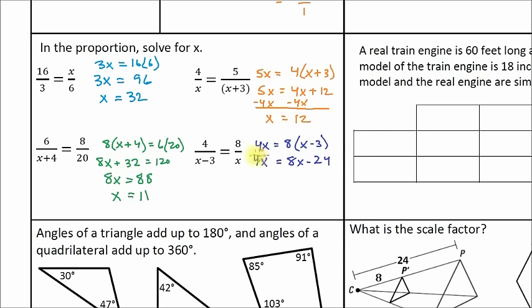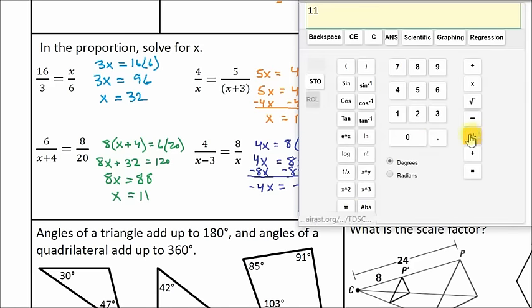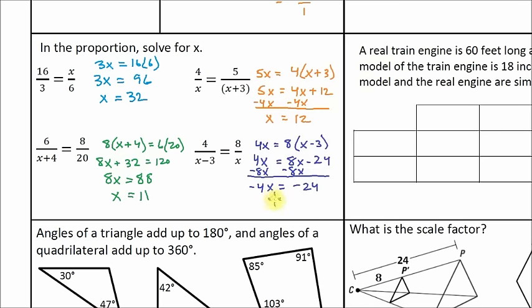We're going to have to get the 8x to the other side to get all the x's together. So I'm going to subtract 8x from both sides. And I'm going to end up with, this cancels, and on the right side I've got negative 24. On the left side I've got 4 minus 8, that's negative 4x. And now to solve this problem, I got to take negative 24 and divide it by negative 4. Let's do that. So we've got negative 24 divided by negative 4. And that equals positive 6. So we're going to end up with x equals 6. So there we go on that one. Got our solutions to the three proportions.